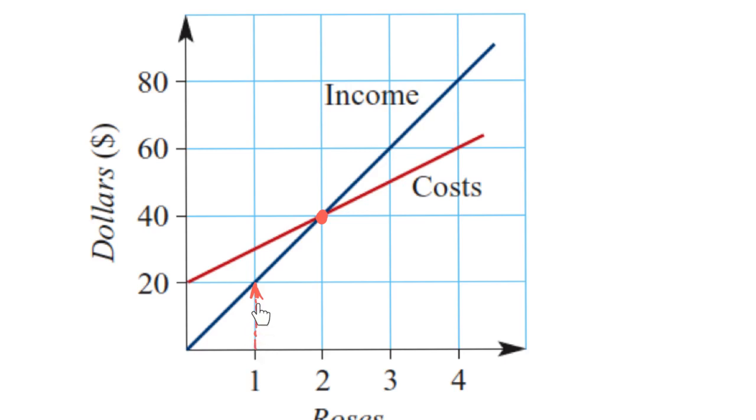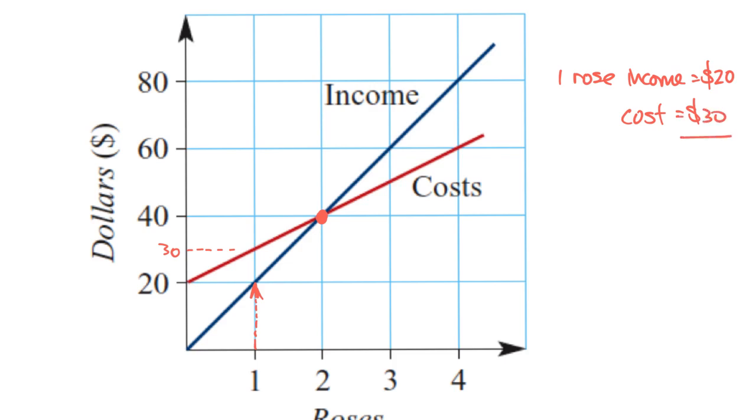So for 1 rose, I go up till I hit my income line and come across. So for 1 rose, my income equals $20. In other words, I've earned $20 from selling 1 rose. However, at the same point, if I go up along here until I hit the costs line, which is this red one, I can see my costs are somewhere around the $30 mark. So I've got a cost of $30.